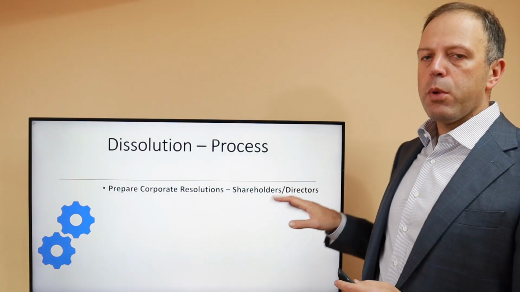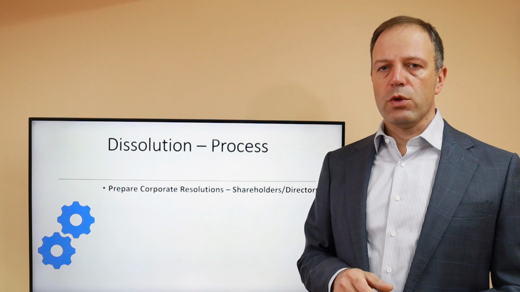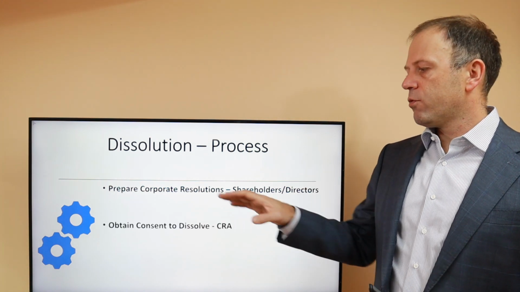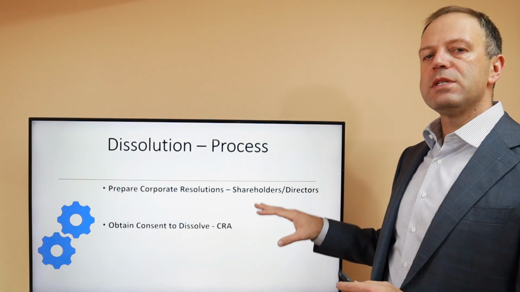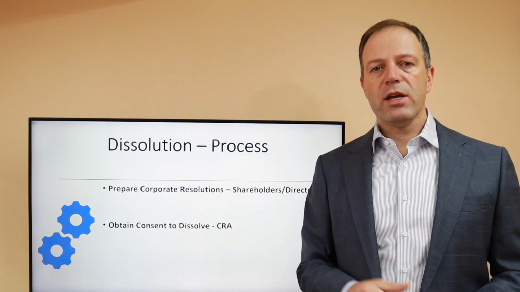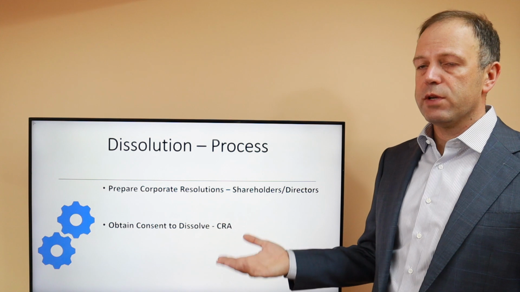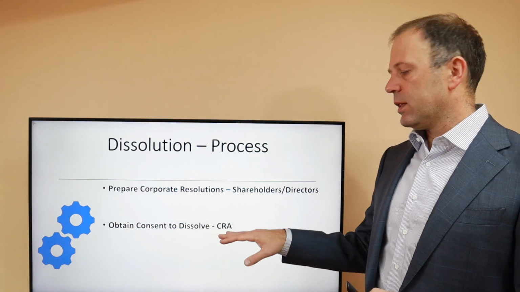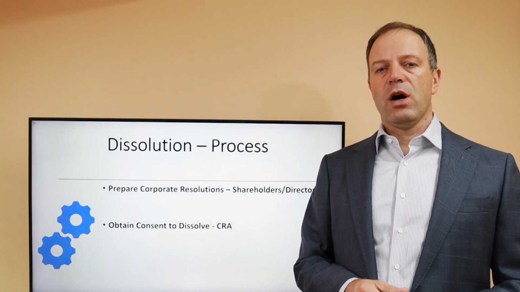Best case, both should sign the consent to dissolve. Then you have to apply for a letter of consent to dissolve from CRA. Remember the tax liability that we had to pay out. CRA will verify. If there are any, they will not consent. So make sure that everything is paid out. And then CRA will provide you with a letter of consent.